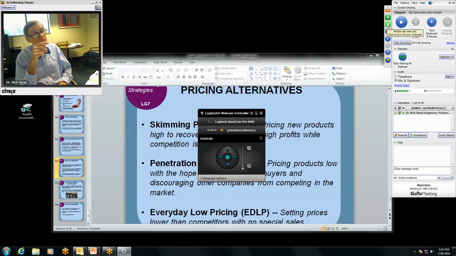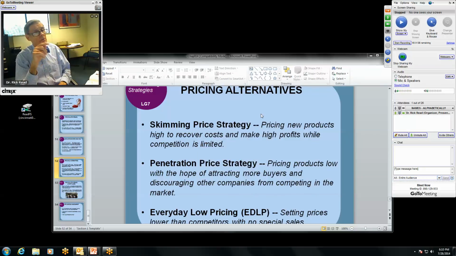Penetration price is exactly what it says. I'm going to set my price low enough that I'm going to be able to get in the market. And then I'll do whatever I need to do after I'm in the market. And of course, if I'm large enough, I may keep competitors out because of my price. It's a penetration price. I want to get into the market.